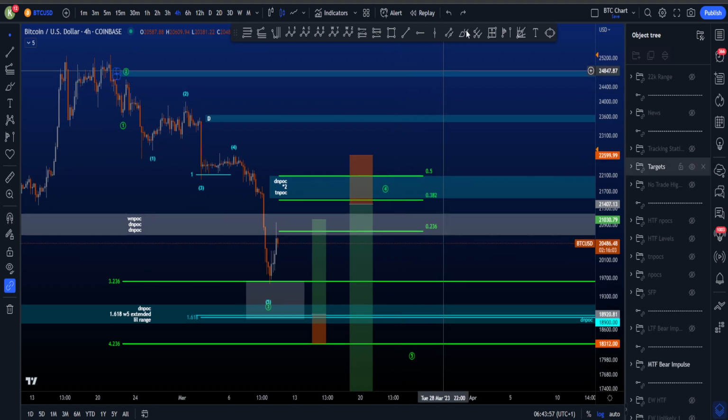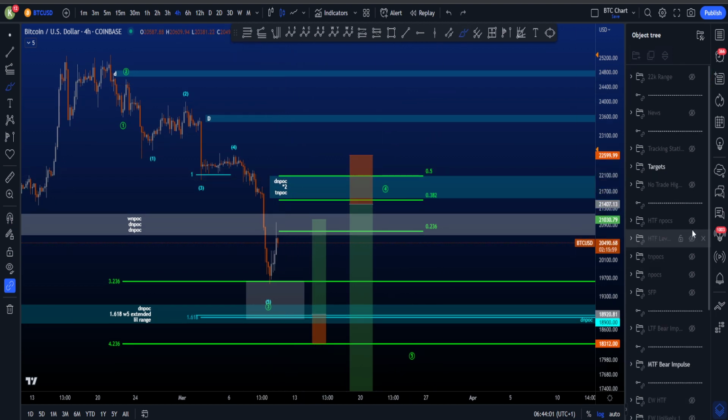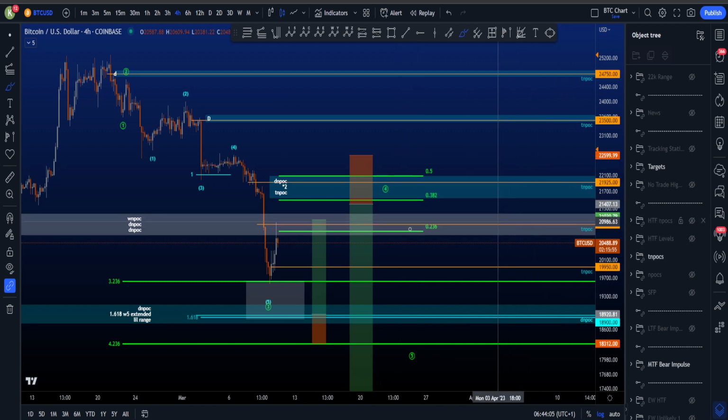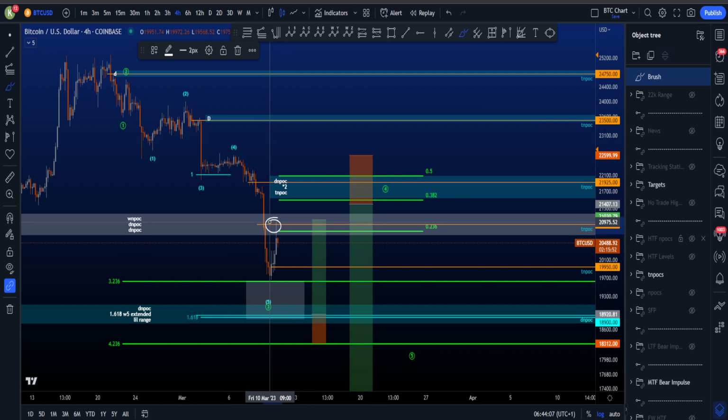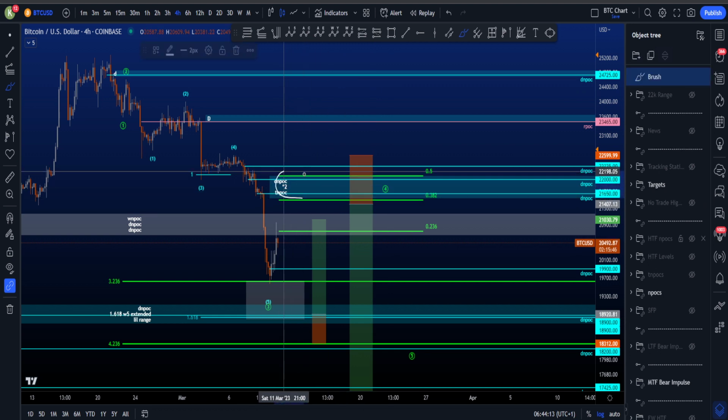If that is the case, then you can see I have a target box over here because there are a couple of naked point of controls in this area. First of all, we just hit this time naked point of control and found some resistance, but over here there's another time naked point of control, as well as 2 daily naked point of controls in this area.